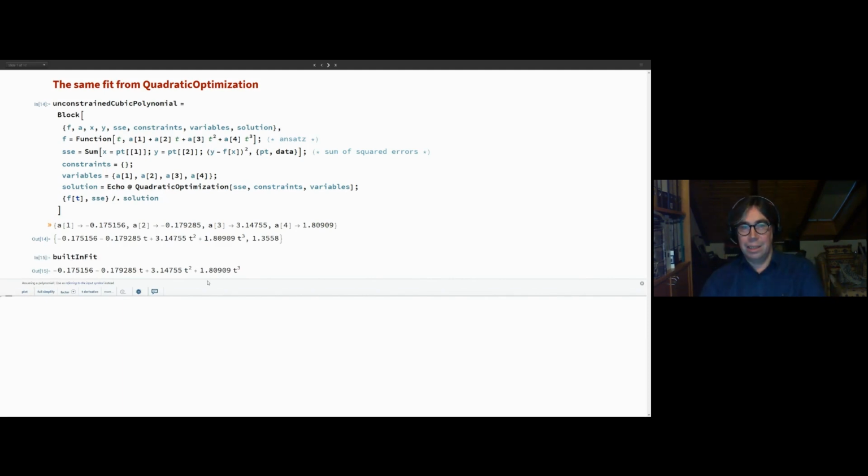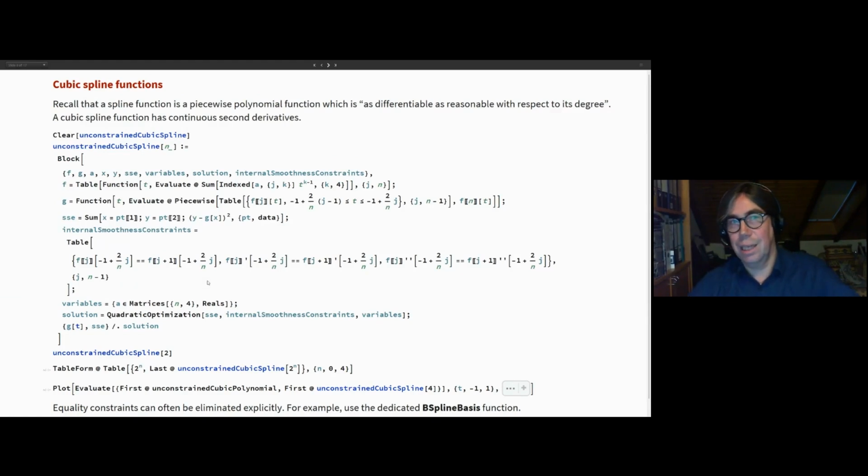Yeah, and then we want to have a more complicated ansatz, namely a cubic spline, not a single polynomial, but a piecewise polynomial function. And such a piecewise polynomial function is called a spline function if it is as differentiable as reasonable. For instance, if the polynomial degree is 3, we have cubic functions, then we want the second derivative to be continuous.